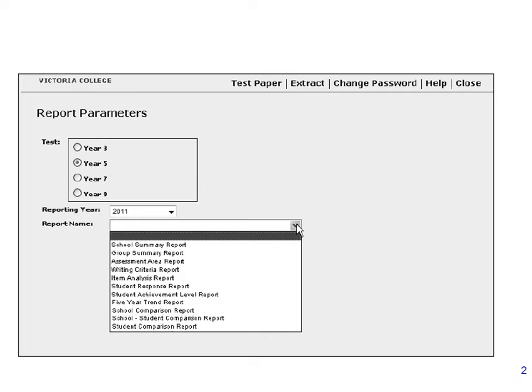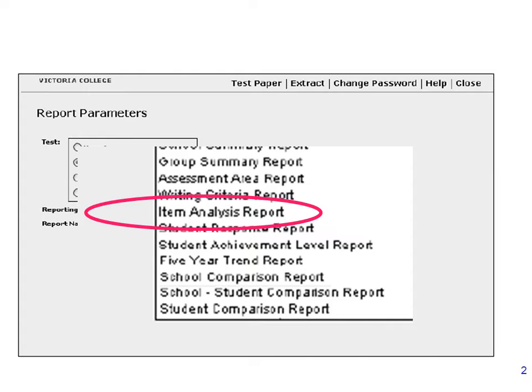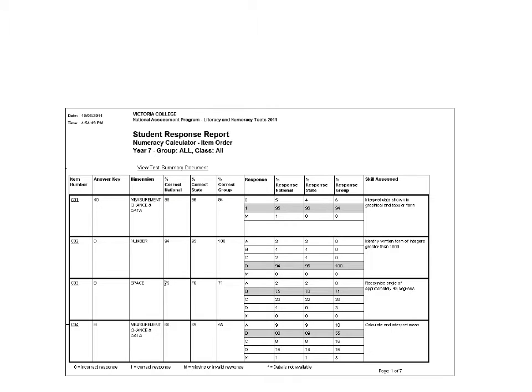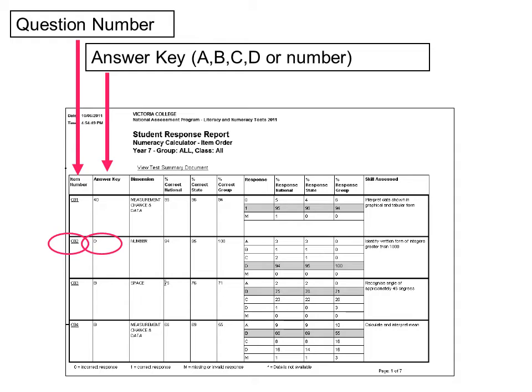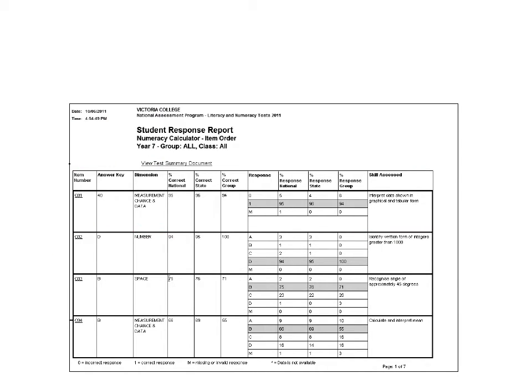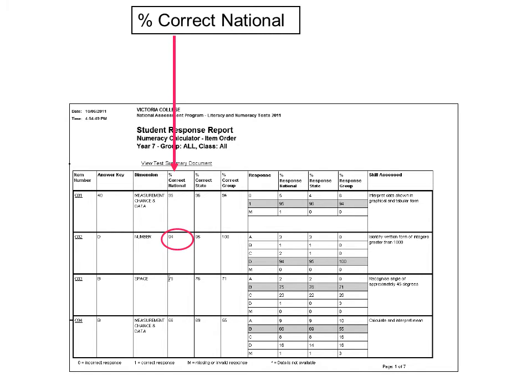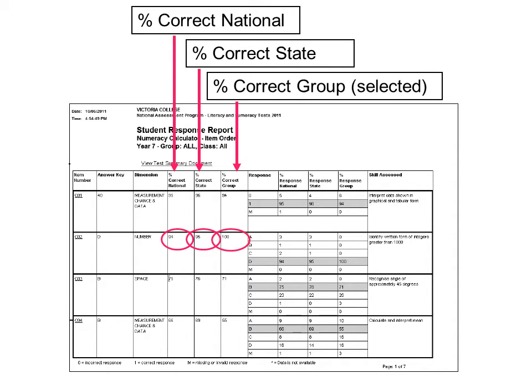A particularly useful report that can inform your planning for teaching is the Item Analysis Report. For each question in a test, this report tells you the question number, the correct answer, labelled the answer key, the dimension or curriculum area being tested, and the particular skill being assessed. The middle columns tell us the percentage of the national cohort who were correct, the percentage of the state cohort who were correct, and the percentage of your group who were correct.